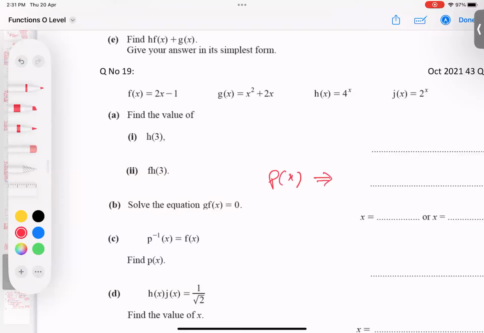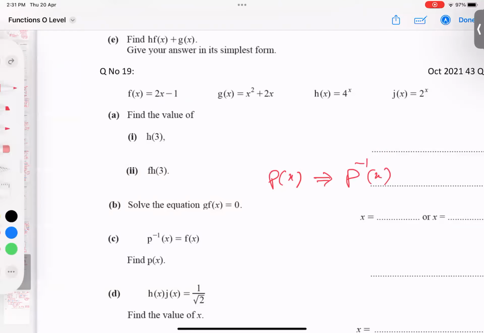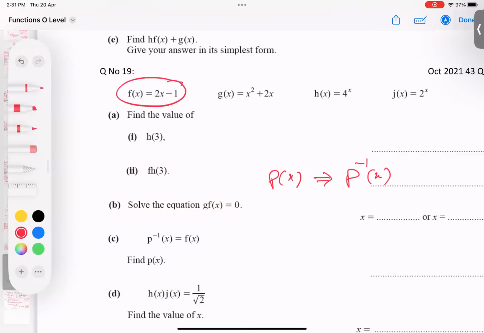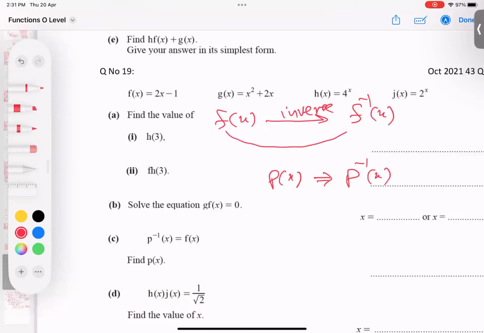If you find the inverse of p of x, that function will become this. I repeat. I take this function. If this is a function and I find its inverse, I will get f inverse of x. All of you agree with me? Actually, to shift from one function to another function, we always find the inverse. Okay, I hope you got the idea.